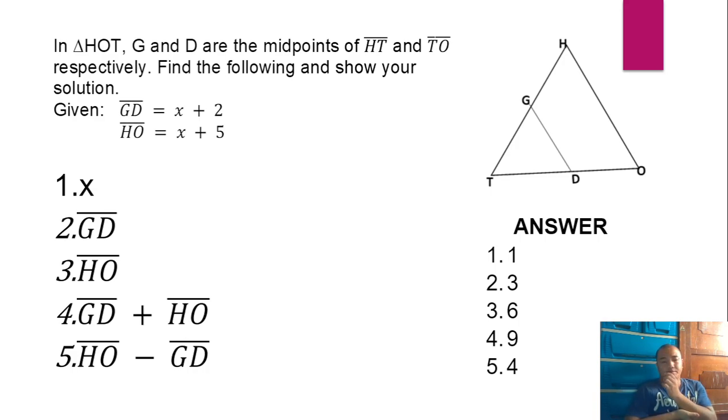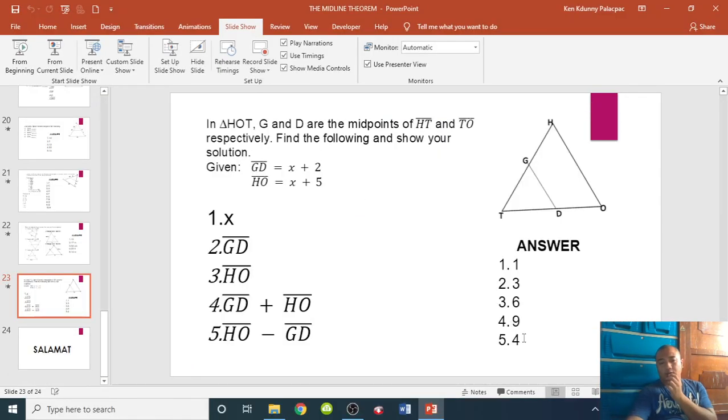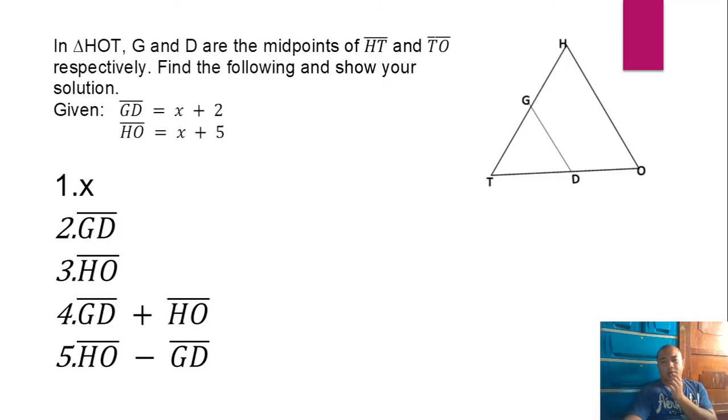HO minus GD. 6 minus 3. 6 minus 3 is 3. Dapat 3. Can we change the answer? Should be 3, diba? HO minus GD, so 6 minus 3 is 3. Okay, yun lang.